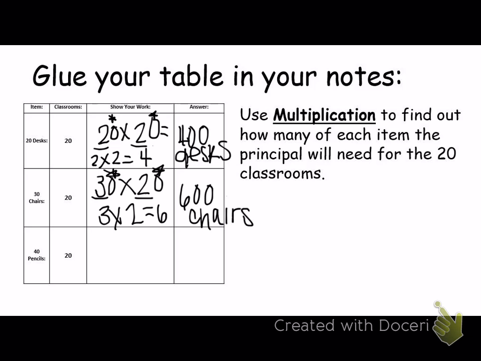Last problem. 40 pencils for each of the 20 classrooms. So I'm multiplying 40 times 20. Again, I underline this digit in the tens place, 4 and 2. So 4 times 2 is going to give me 8. I have 2 zeros in my equation, so I have 1, 2. So in my answer, I will have 800. So my total will be 800 pencils.